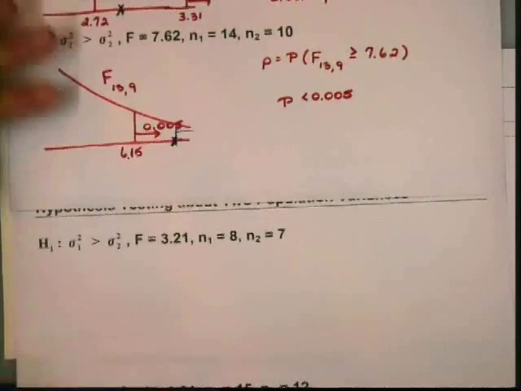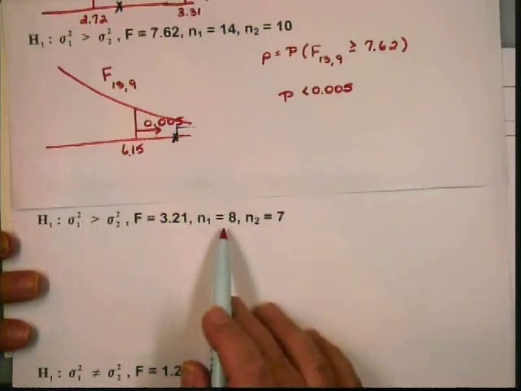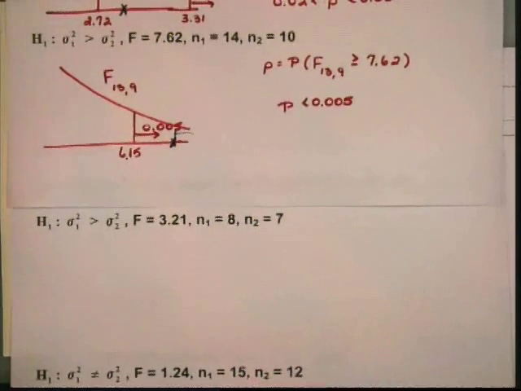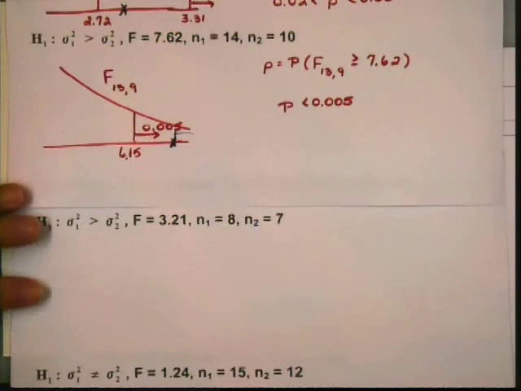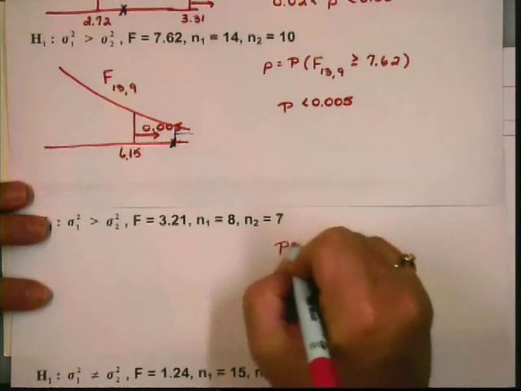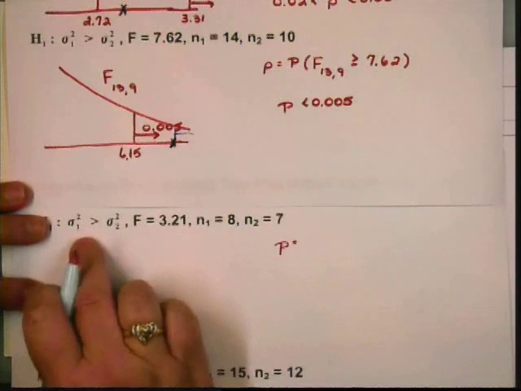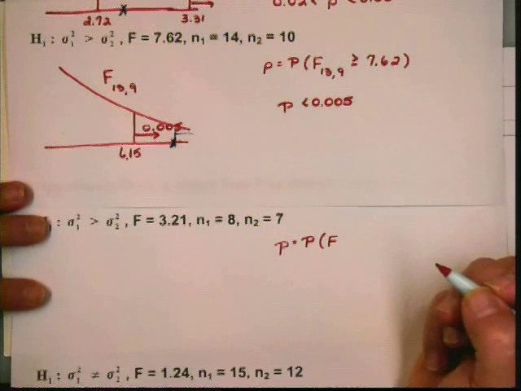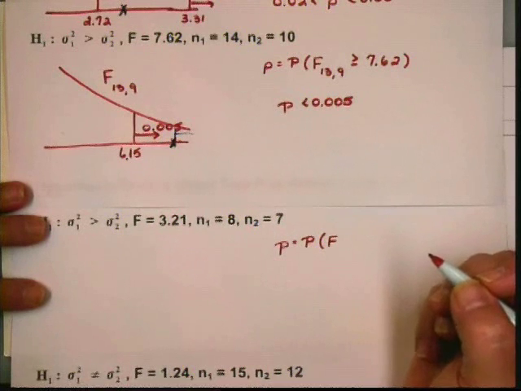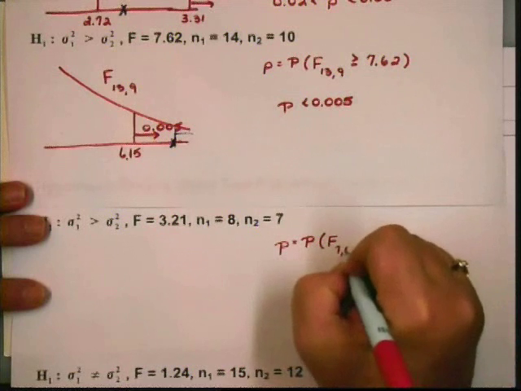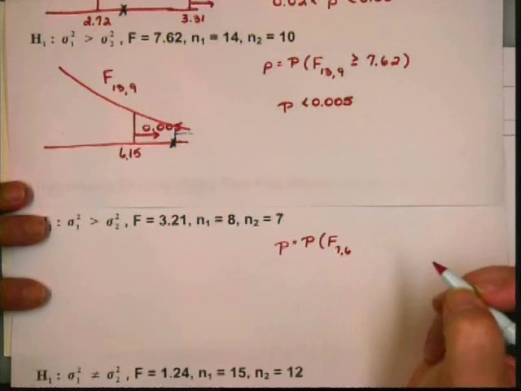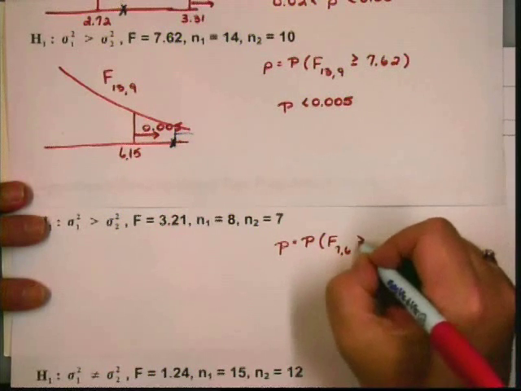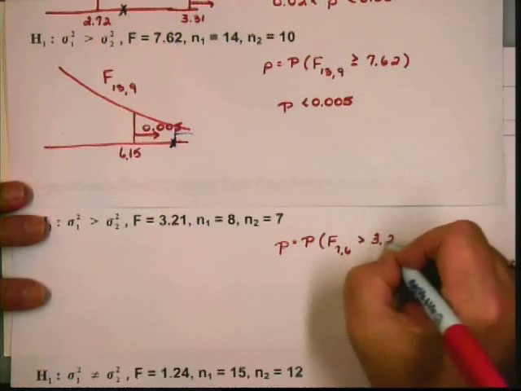Right-hand test, F is 3.21. Our two sample sizes are 8 and 7. So our p-value is not going to be doubled since it's right-hand test only. That's going to be the probability of an F with what degrees of freedom? 7 and 6, in that order, yes. Probability of F with 7 numerator and 6 denominator degrees of freedom being greater than or equal to 3.21.